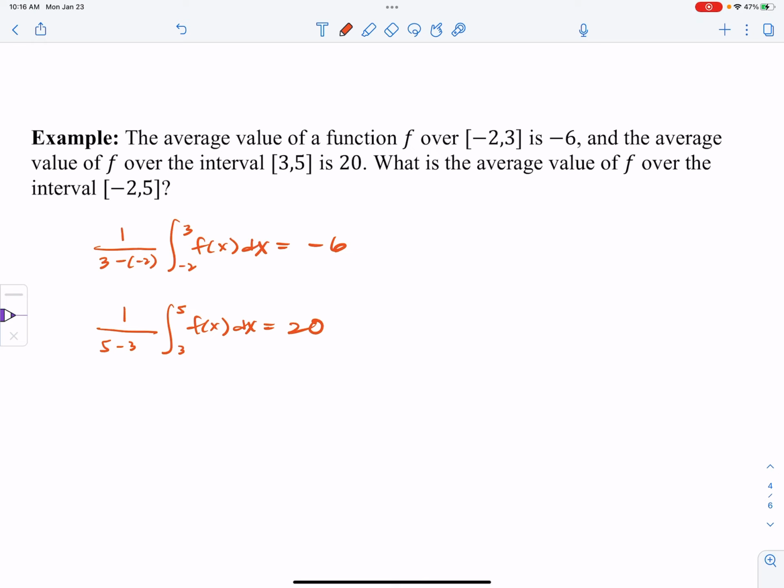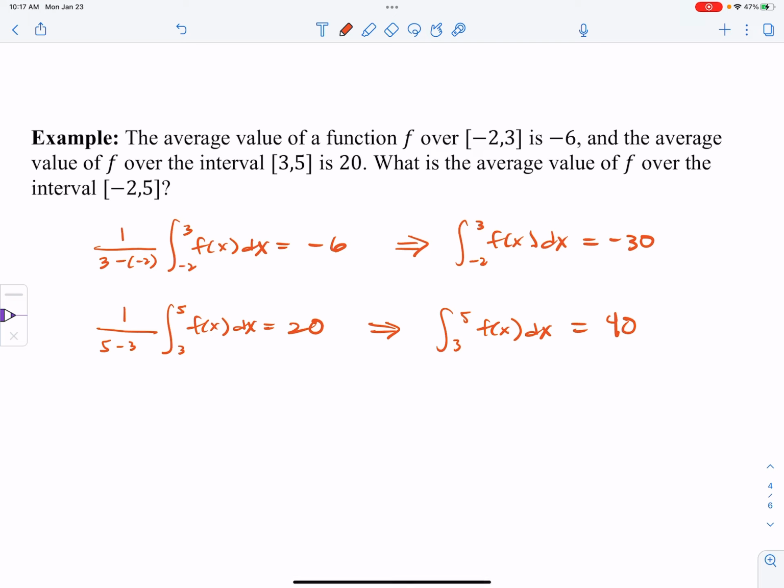Okay, so from here, we could say that the definite integral from -2 to 3, where 3 minus -2 would be 5, will be -30. And then the integral from 3 to 5, multiplying by 2 on both sides, would be 40.